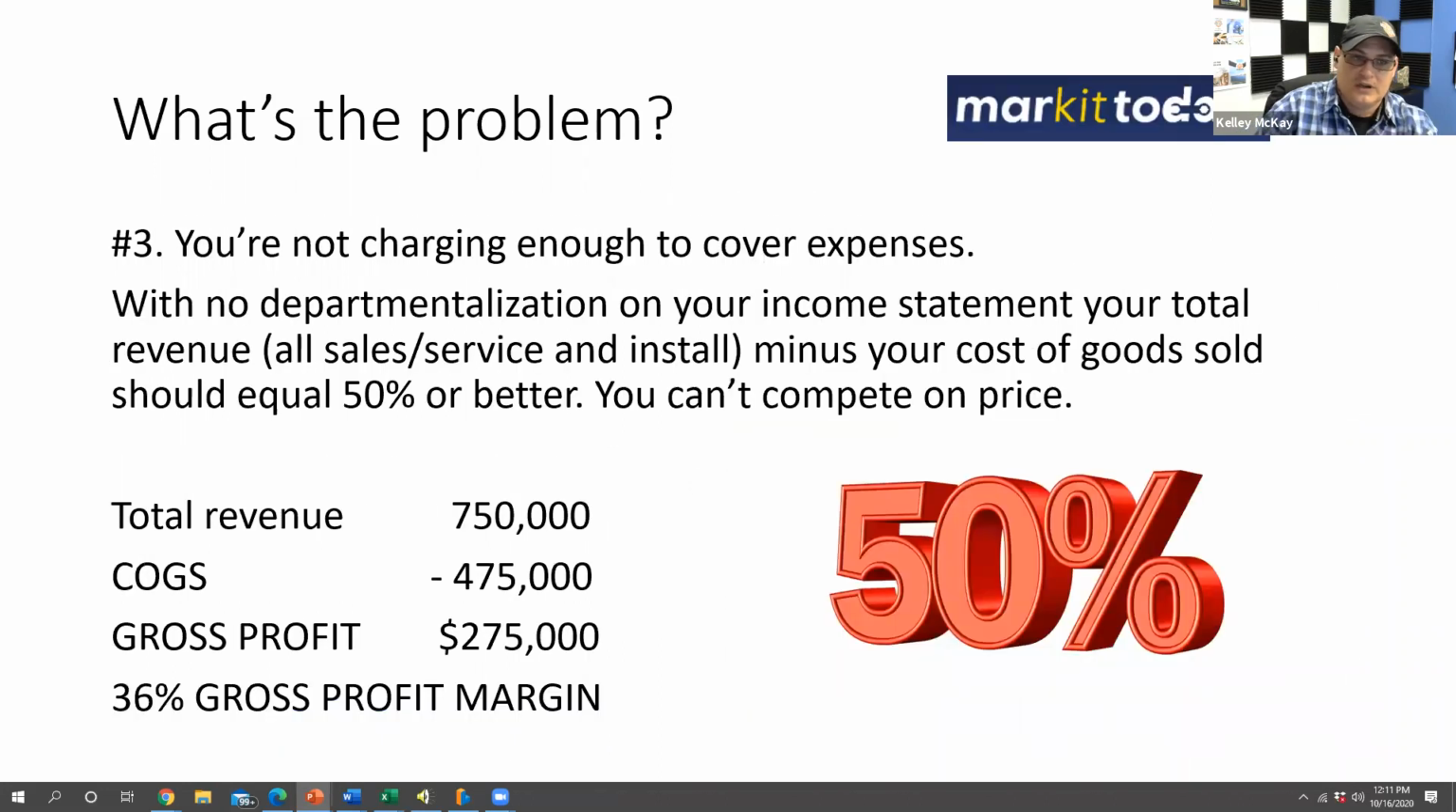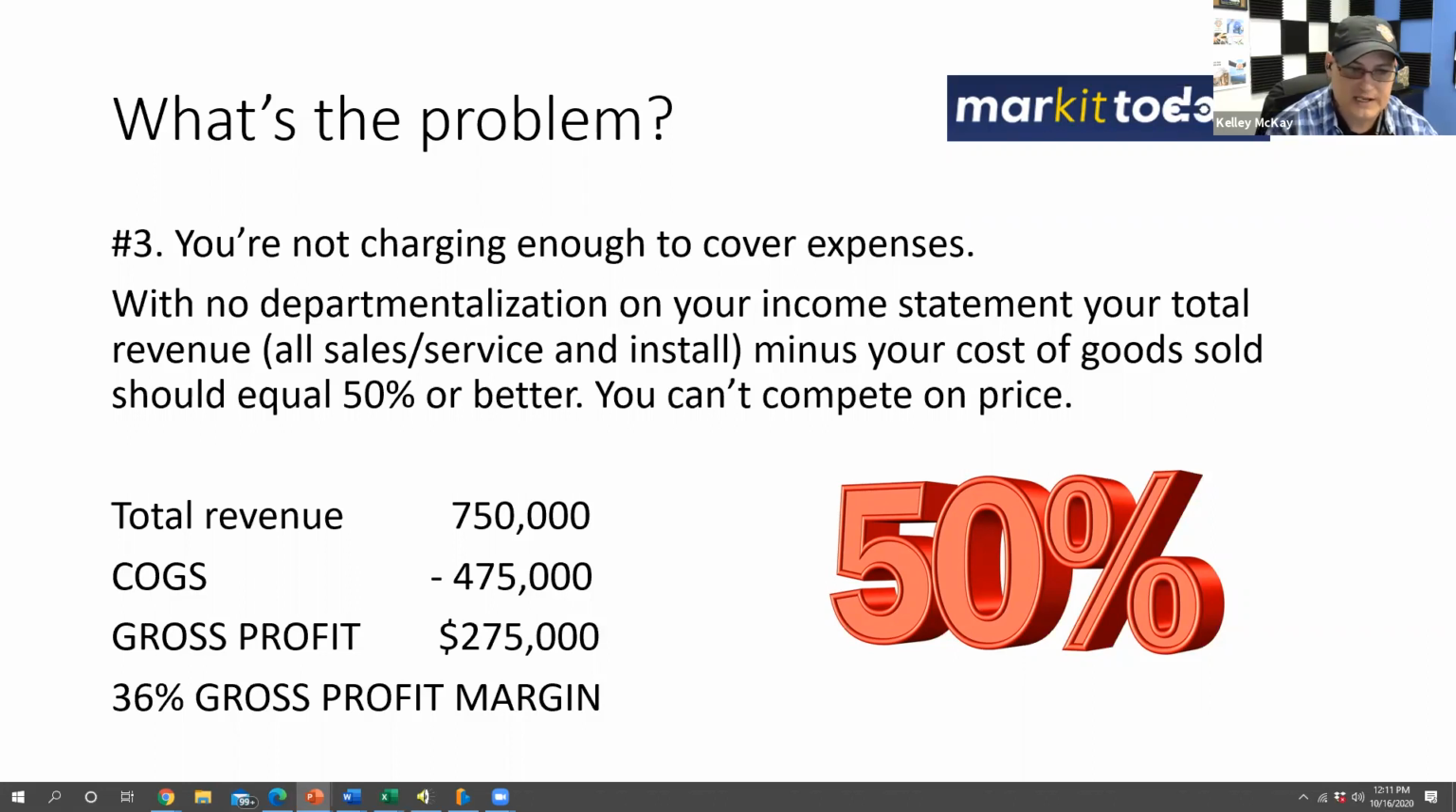Problem number 3, you're not charging enough to cover expenses. With no departmentalization on your income statement, your total revenue, all sales, your service and install minus your cost of goods sold should equal 50% or better. I did a video just on this. So you just can't compete on price.